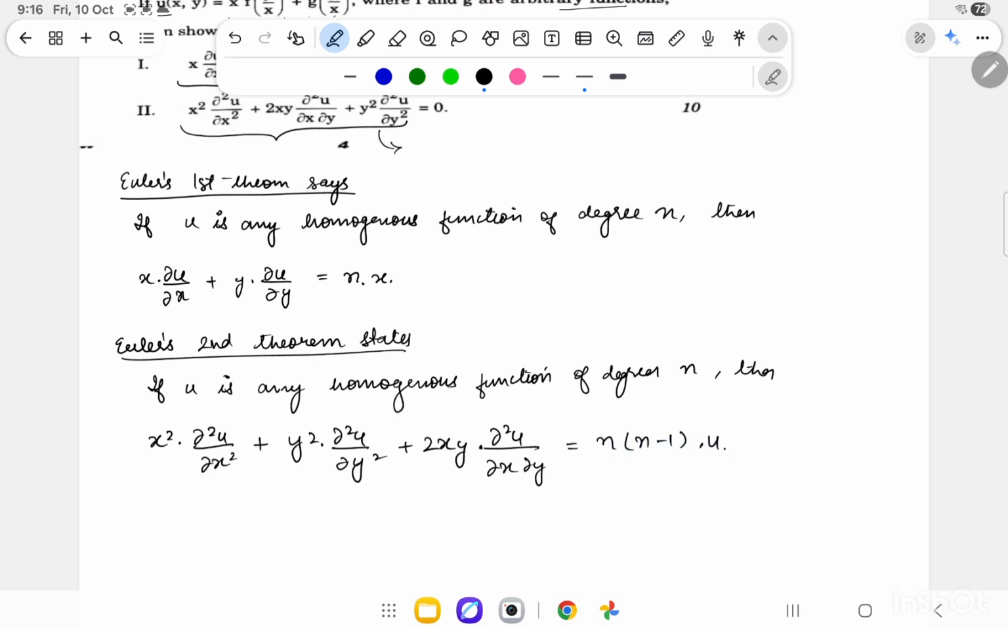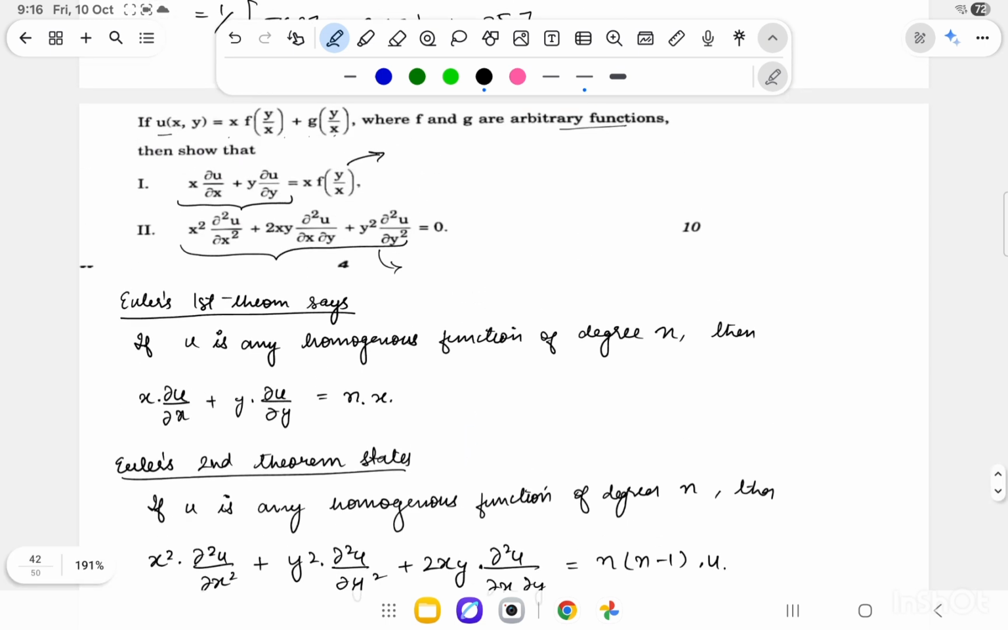So these are Euler's first and Euler's second theorem, and we have seen the proof of these two theorems in the previous videos, so you can check them out there. Now we are supposed to prove this relation. So first let's see how we can prove the first relation.